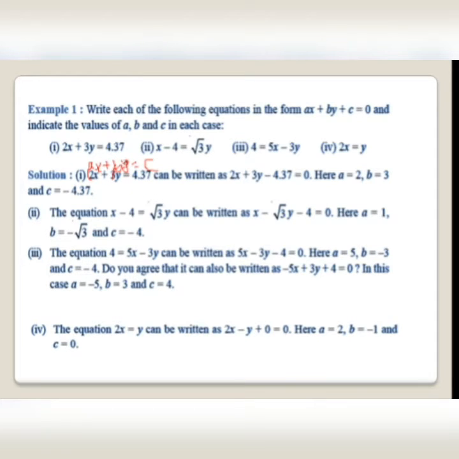But just see, in the standard form C must be on the LHS. So bring this C to this side, so it will become minus 4.37 equals to 0. Clear? So A is 2, B is 3, and C is minus 4.37.